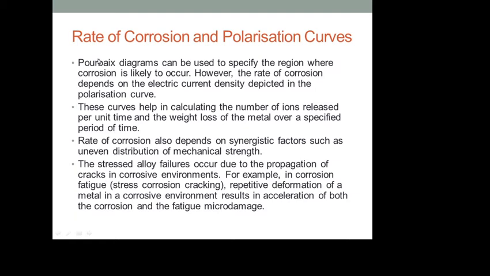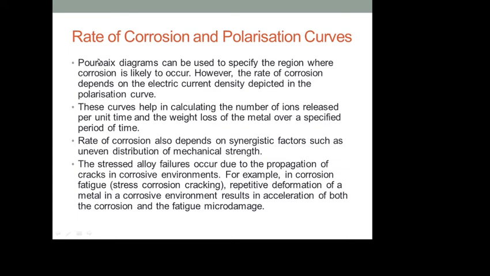So these curves help in calculating the number of ions that are released per unit time and how quickly a particular metal is going to flake away or going to corrode. So that is the overall weight loss of the metal. So the rate of corrosion also depends on synergistic factors such as uneven distribution of mechanical stresses. So the stressed alloy failures occur due to propagation of cracks in a corrosive environment.